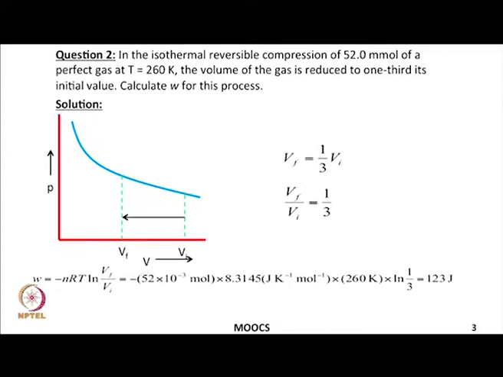Once again, the point to be noted here is that the overall sign is positive, and positive sign means that the work is done on the system. When you compress the gas, the work is done on the gas. Therefore, W is equal to plus 123 joule. Now, let us move on to another problem.